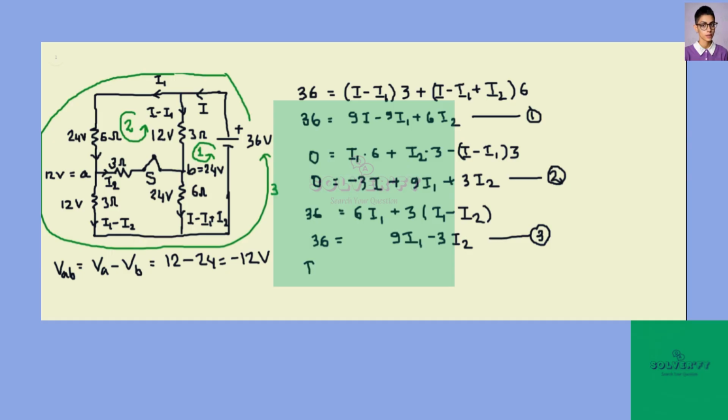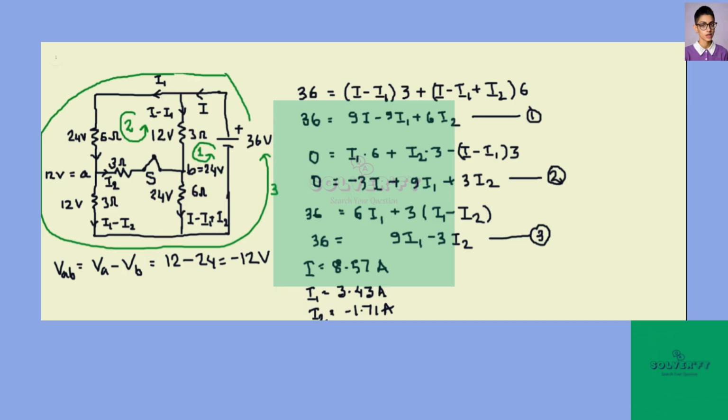Then you get I equal to 8.57 amperes. Similarly, I1 equals 3.43 amperes, and I2 equals minus 1.71 ampere. So the minus sign indicates that our assumed direction of I2 was the opposite. Okay.